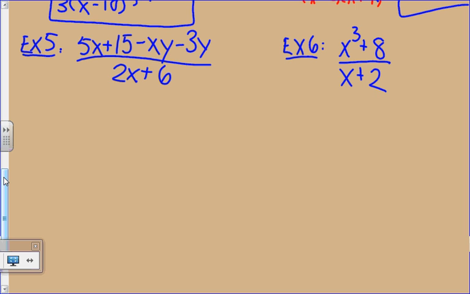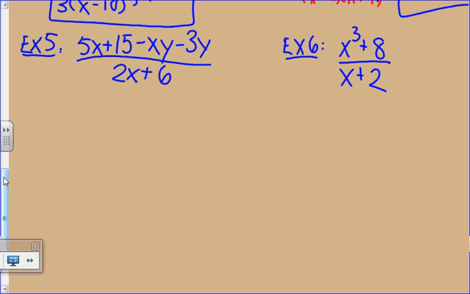Okay, here we go. Number 5. Number 5, how many terms are up top? 4. We'll do it 4 times. That's right. This is plus 5.